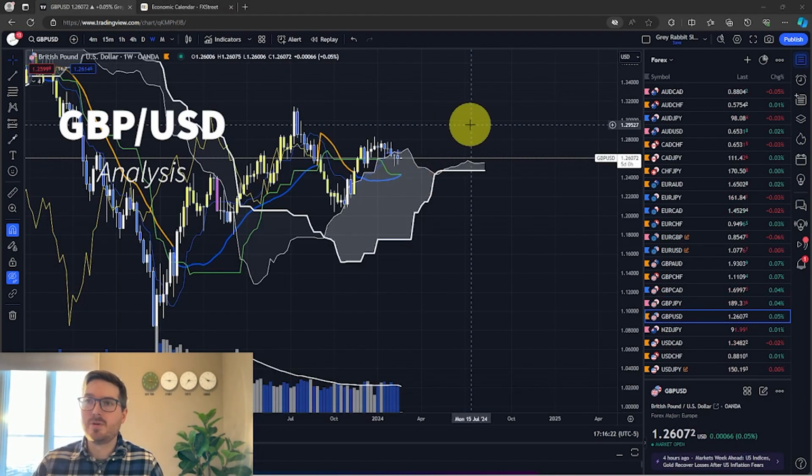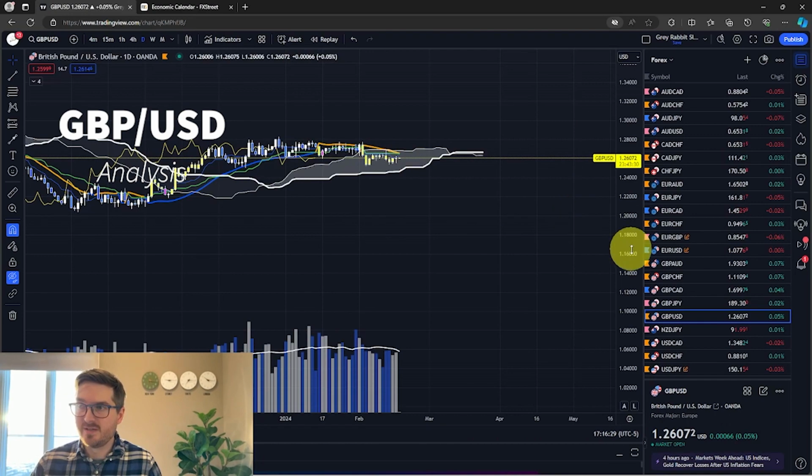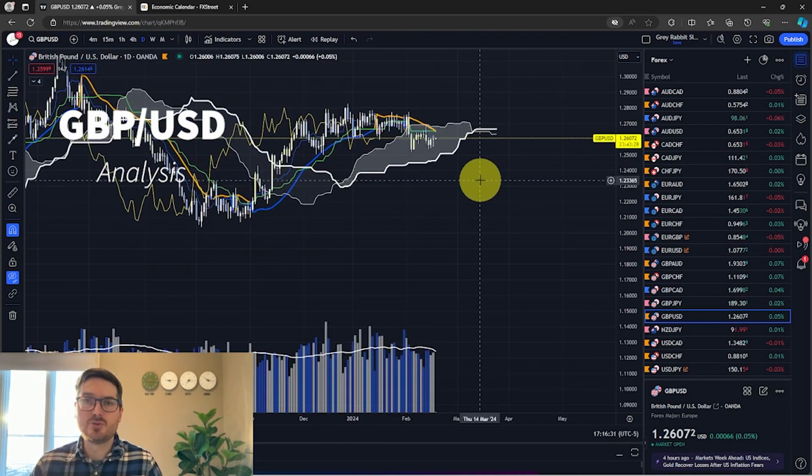Okay, British Pound USD on the weekly. Guys, price is in the Kumo cloud here on the weekly, and it's also in the Kumo cloud on the daily, so I'm not going to be trading this pair this week.